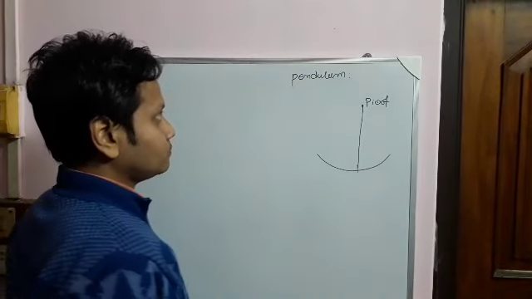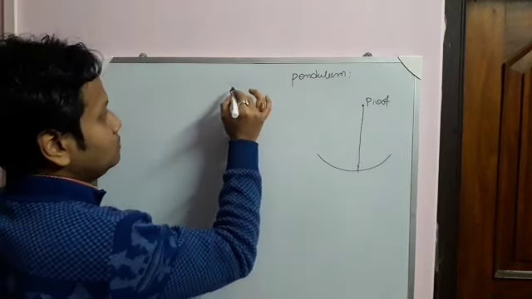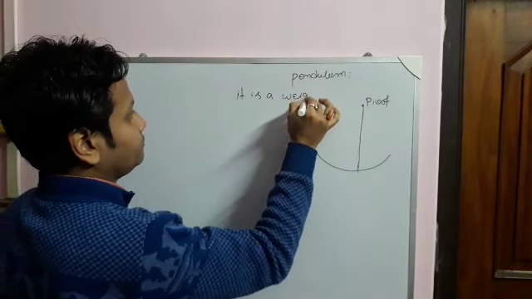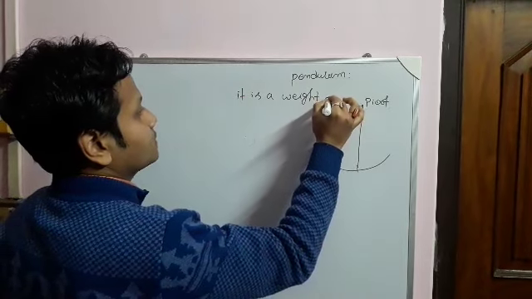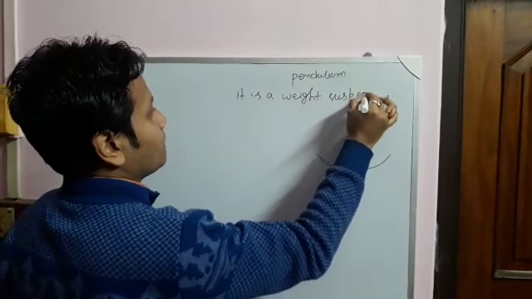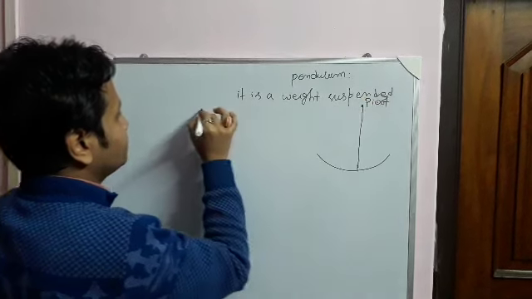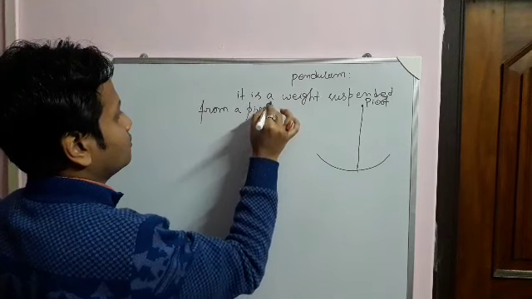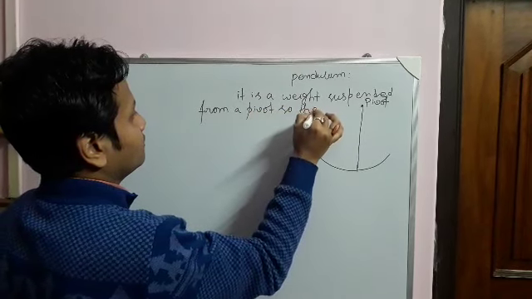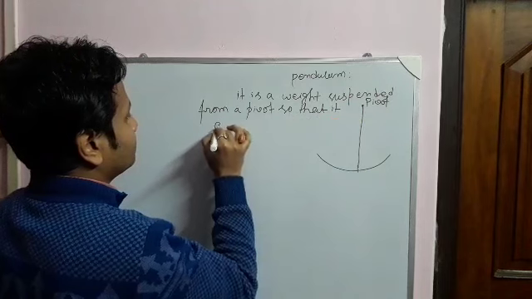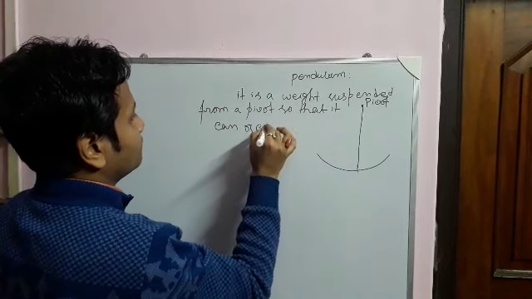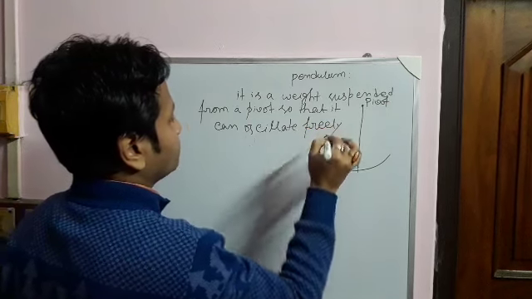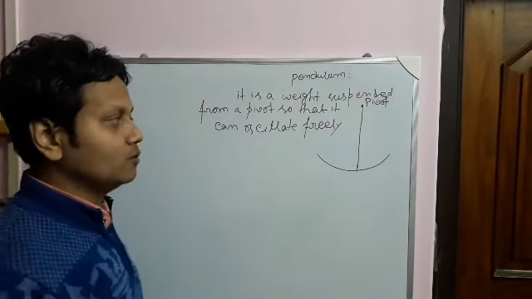It is a weight suspended from a pivot so that it can oscillate freely. Okay, so this is the definition of a simple pendulum or a pendulum.